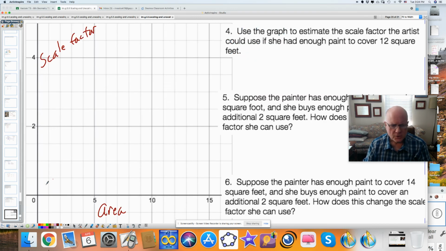And here's the question. If I have 0, 0, notice this is 1, 2, 3, 4. So at 1, I'm at 1. At 2, I'm going to be at an area of 4. At an area of 9, I'm at 3. At an area of 16, I'm at 4. So I'm at a scale factor of 4. This is the way it looks, something like this.